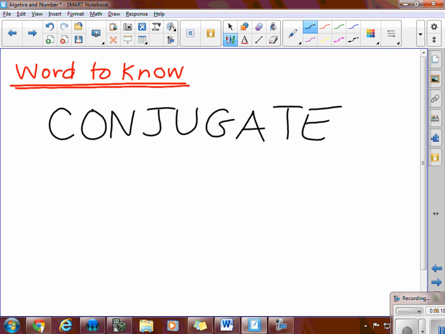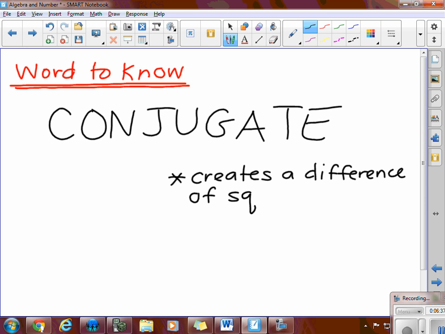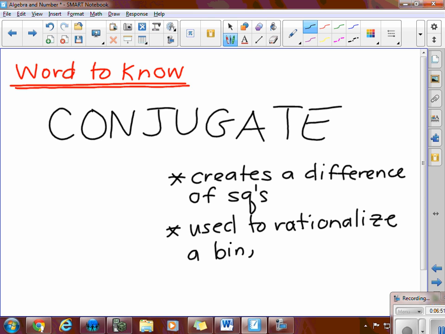Now, it's just a fancy math word, so it's just another neat word that you have to start to understand. What a conjugate is will come clear when we look at some examples, but by definition, this creates a difference of squares, and its big use is to rationalize a binomial denominator.